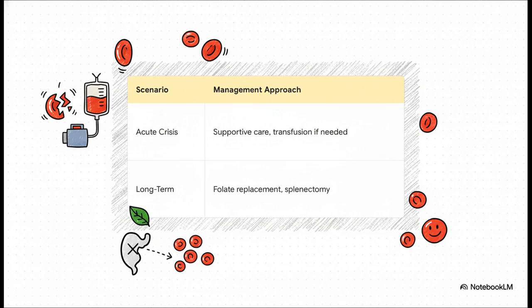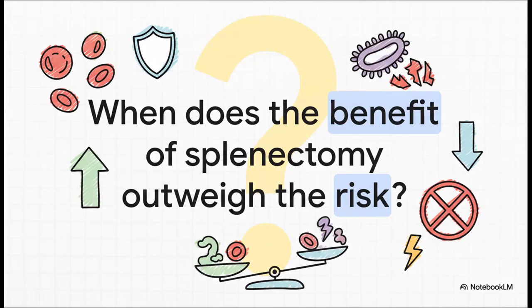And then there's the big one, splenectomy, which can essentially cure the hemolysis because you're removing the very place where the red cells are being destroyed. And this brings us to the big clinical dilemma, the question you'll have to weigh for your patient. A splenectomy can be a total game changer, but it's not without its own lifelong risks, especially the risk of overwhelming sepsis. So the question you always have to come back to is this: for this specific patient in front of you, when does the benefit of stopping the hemolysis truly outweigh that risk? That's a decision that takes real clinical judgment, and it's the perfect thought to end on.